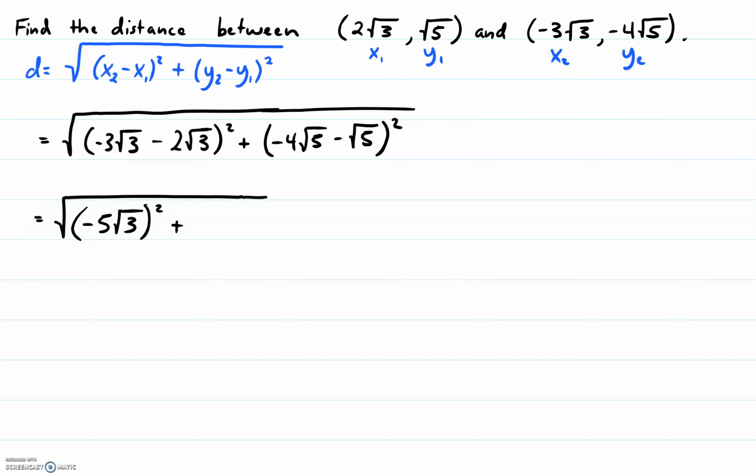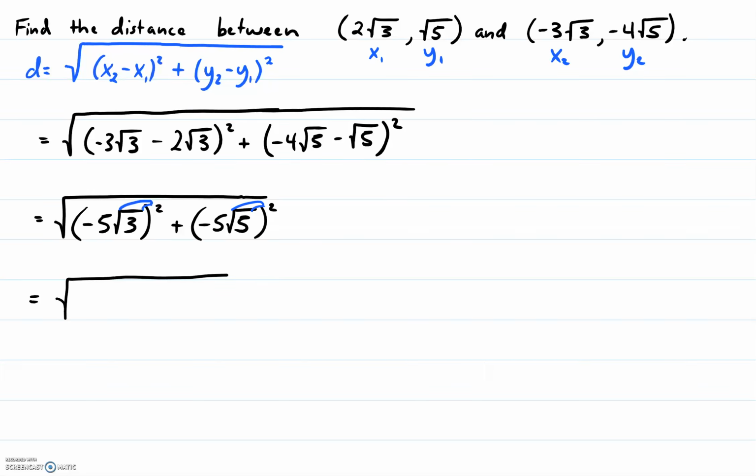Same thing's going to happen with our second term. We have negative 4 square roots of 5 minus 1 more. That's going to give us negative 5 square roots of 5. And again, be sure you put that in parentheses. Now we're going to apply our properties of exponents that we talked about a long time ago. We're going to apply this second power to each of these numbers in each case.